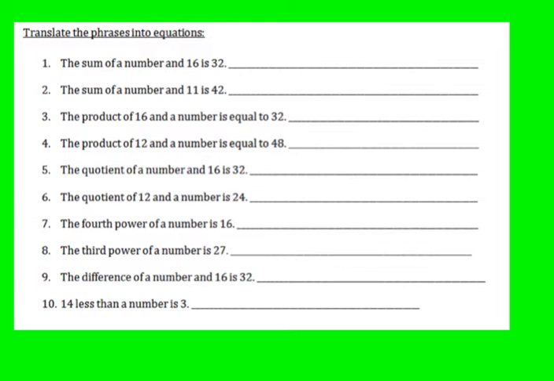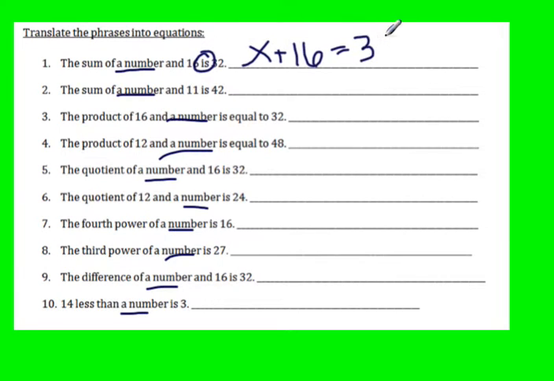Okay, the sum of a number and 16 is 32. For each of these numbers, I'm just going to assign a letter. You could use the first letter of your first name. I just always use x, but that's just my preference. So the sum of a number, we'll say x, and 16 is, remember that means equals, 32. Sum means add. The sum of a number and 11 is 42. Okay, the product, that's going to mean multiplying, of 16 and a number is 32.